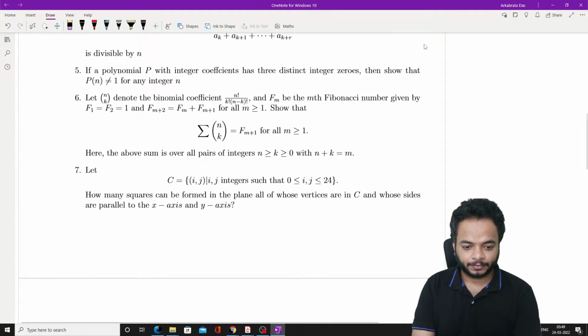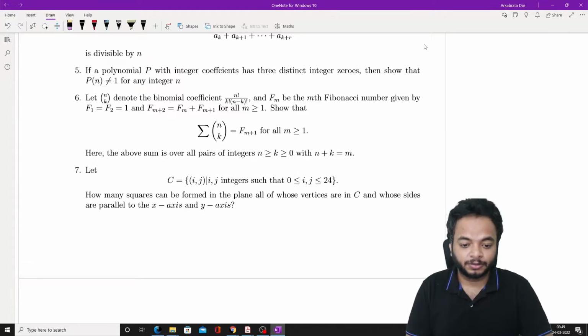As you can see here, the problem says that if a polynomial P with integer coefficients has 3 distinct roots, or 3 distinct zeros, then show that P(n) is not equal to 1 for any integer n. Okay, so what do we mean by that? This was a very easy problem, and you just need to know some properties of the integers.